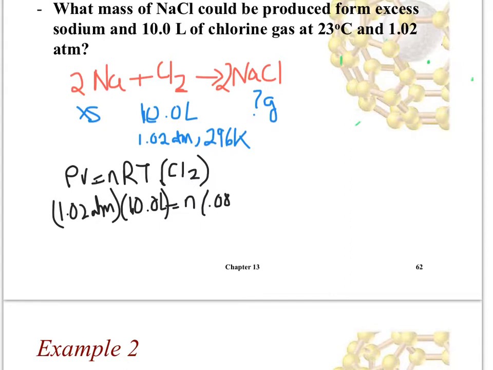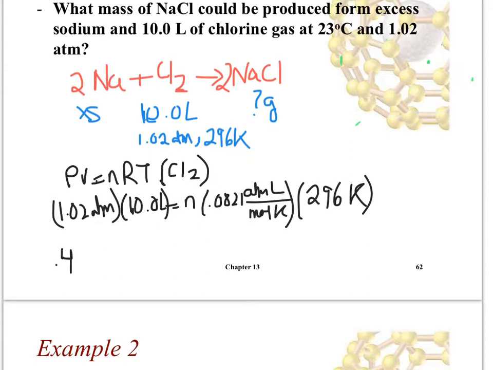My R is 0.0821 atm times liters per mole Kelvin, and my temperature is 296 Kelvin. I end up with 0.197. I'll round to 3 sig figs at the end. This is moles of chlorine, since I did PV equals nRT for chlorine. So I found moles of chlorine.